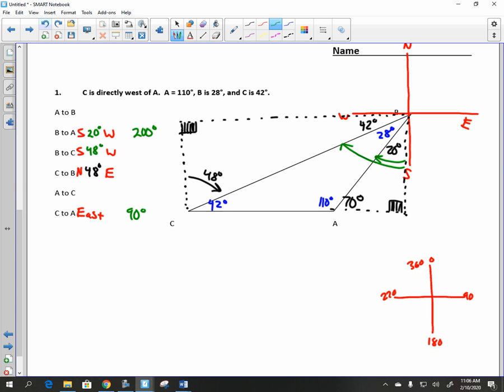B to C, I go 20 and 28 more. B to C, 48 degrees. Is it 48 past 180 or 48 behind 180? So it'd be a 228 degree bearing.